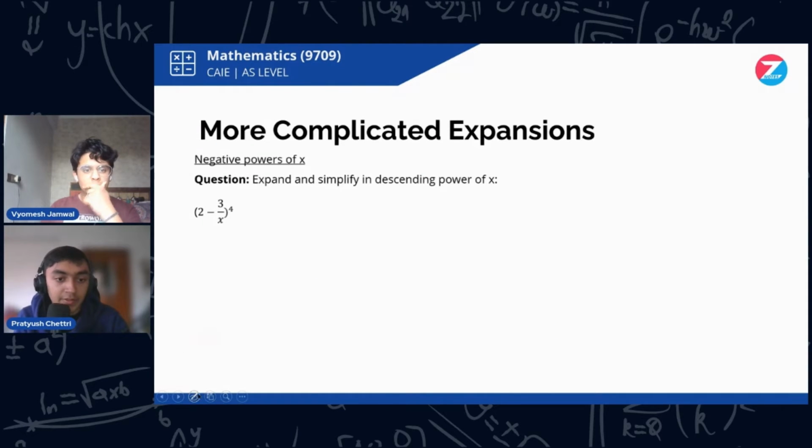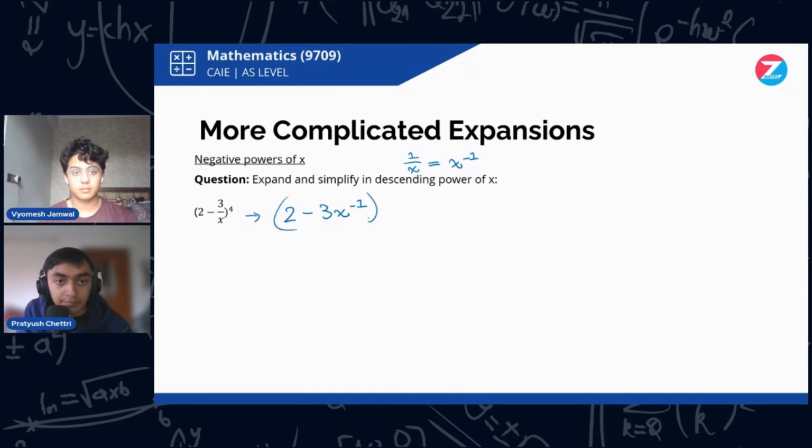Okay, so questions usually have some sort of twist to them. And here are two types of twists that you commonly encounter. The first is a negative power of x. And as you know, minus x is not a negative power of x. The power there is 1. A negative power of x means it's on the bottom of a fraction, because this is the same as x to the power minus 1. So using this knowledge, we can write this as 2 minus 3x to the power minus 1, all to the power 4.